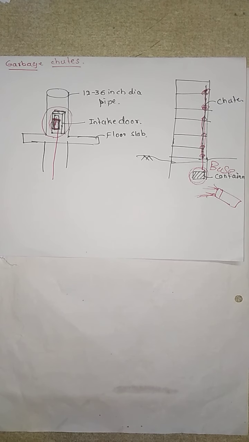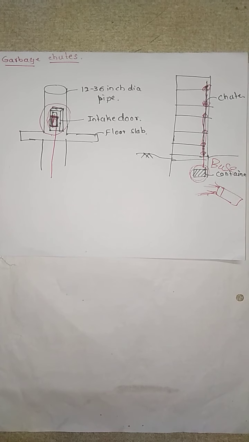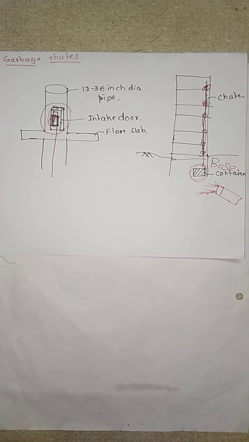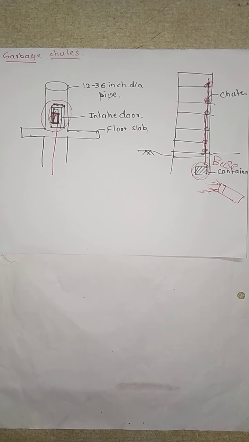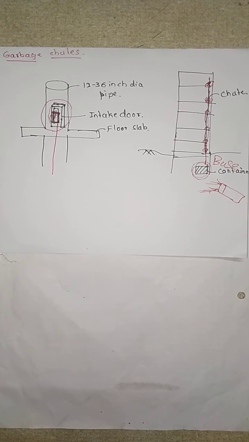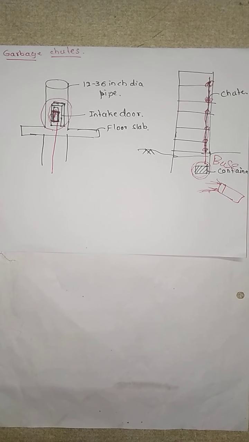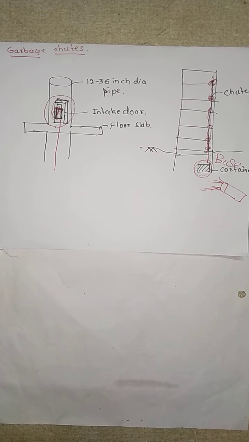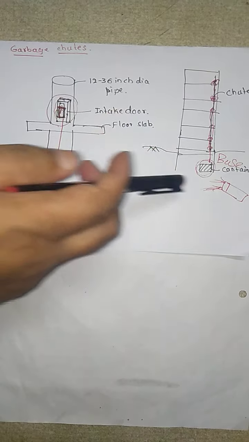Such an arrangement is there to benefit the tenants, and we call it the garbage chute. It has a 12 to 36-inch dia pipe, and an intake door supported with a hinge. This is how we transfer the waste in a multi-storied building. From whichever floor the tenants are staying, they throw the solid waste into these chutes, and it is collected in the basement container.